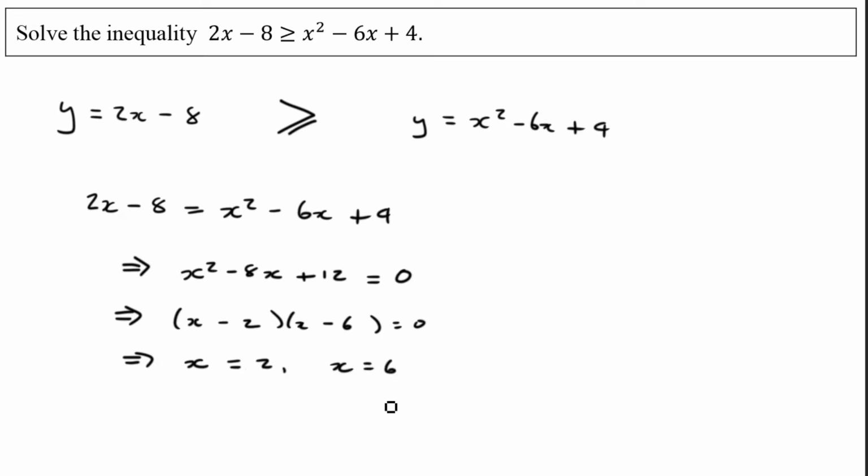And the graph we've already looked at shows us that we are interested in intersection points between these x values, or we are allowed to actually take these x values because we have a greater than or equals. We don't have a strict inequality. Therefore, the solution will be x values greater than or equal to 2, or less than or equal to 6, or in set notation, values of x which are greater than or equal to 2, or less than or equal to 6.